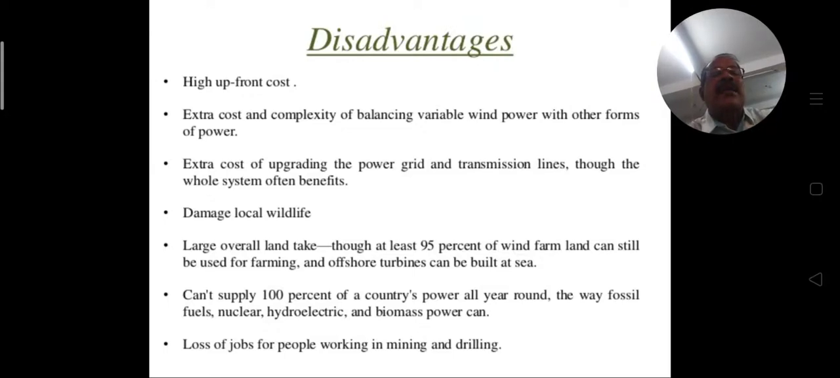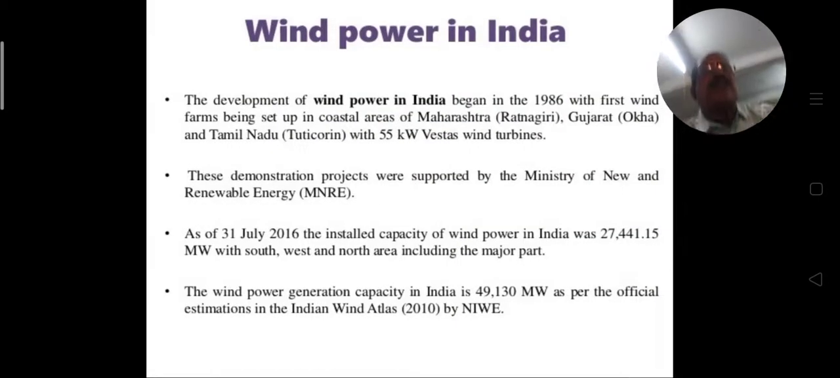It can't supply 100% of a country's power all year round, the way fossil fuels, nuclear and hydroelectric and biomass power can. It cannot supply 100% of a country's power all over the year. And loss of jobs for people working in the mining and drilling. Due to fossil fuels, we are mining and drilling, so many jobs are available in mining and drilling of fossil fuels. Here, due to this wind power, wind turbines, those jobs are lost.